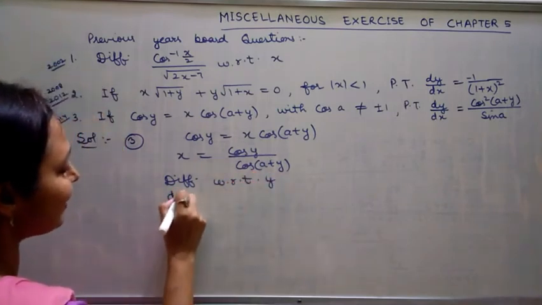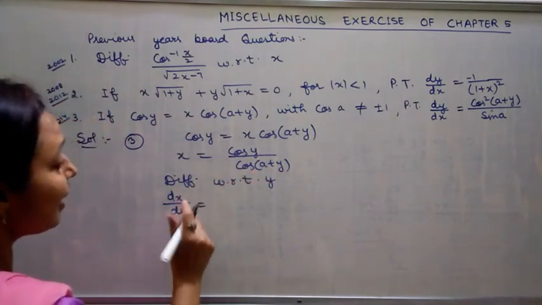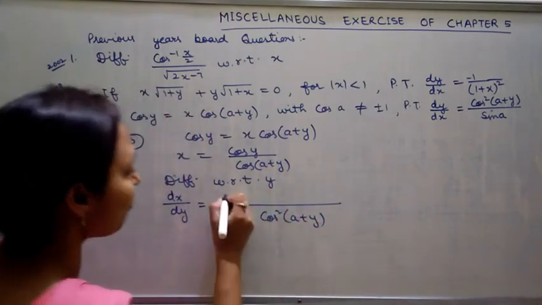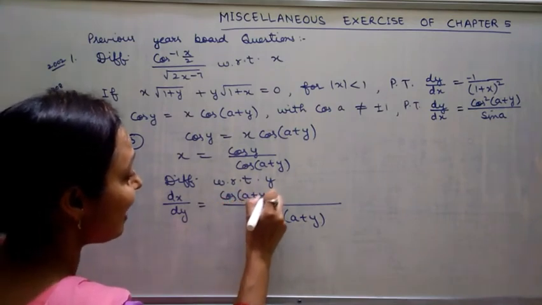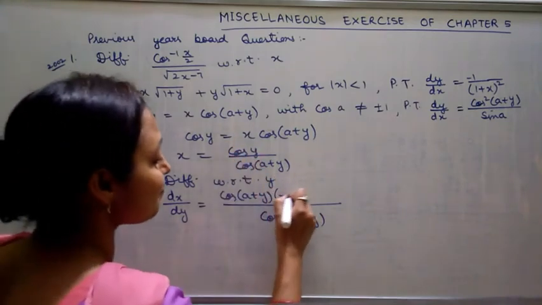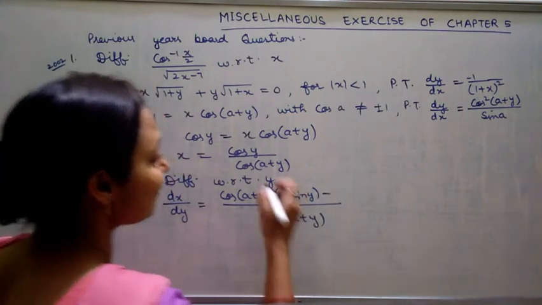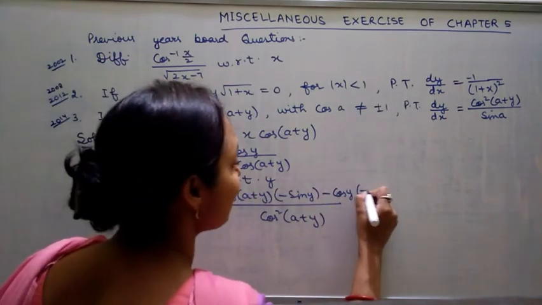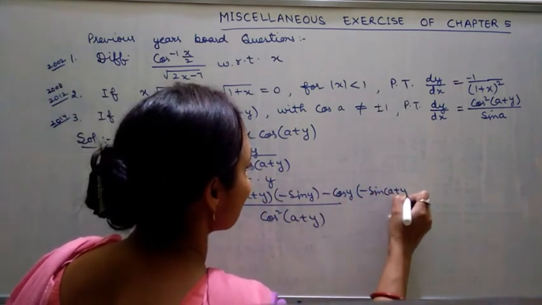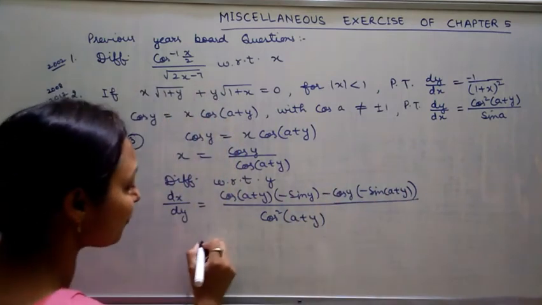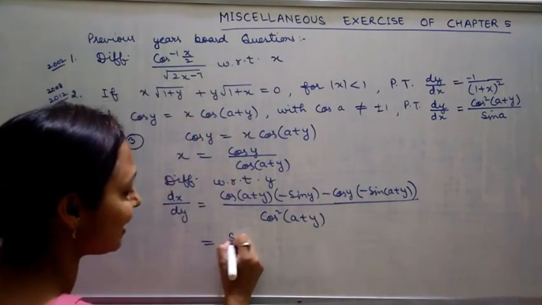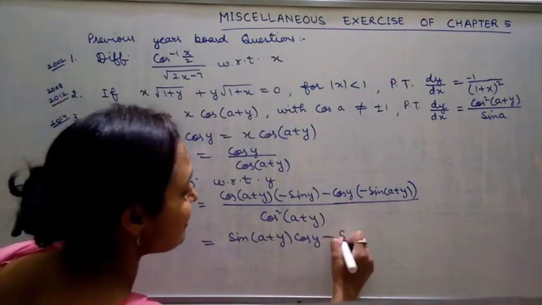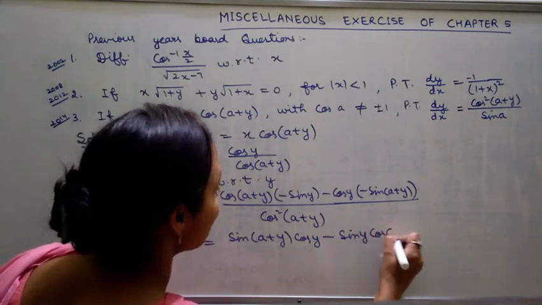This is equal to dx upon dy is equal to cos square (a + y). Now cos(a + y) as it is, and here the differentiation of cos y is minus sin y. Negative, and cos y as it is, and differentiation of cos(a + y) is minus sin(a + y). Now I will rearrange it.